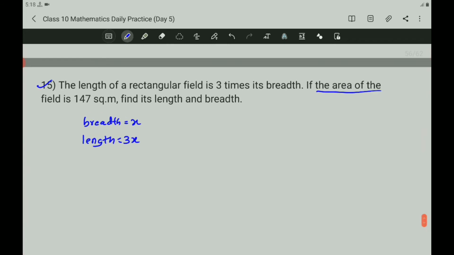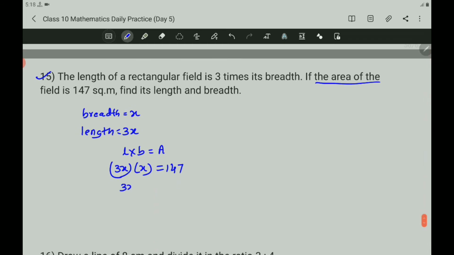So you take, what is the formula to find the area of the rectangle? That is L into B equals A. For rectangle, it is L into B equals A. L is 3x, that is B is x. 3x into x equals area. Area is 147. That you will get 3x square equals 147. So x square equals what? 147 by 3. 3 ones are 3, 3 fours are 12, and 27. 3 9s are 27. You got that x square equals 49.